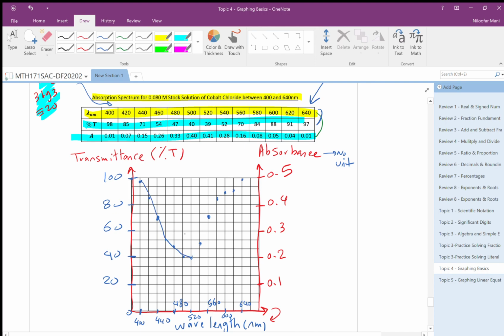And I know it's almost there. Okay, so the next one is going to be green. I have 400 and 0.01, so that's a very low one here, because I have very close to down. And then 0.07, which is very close to 0.1.